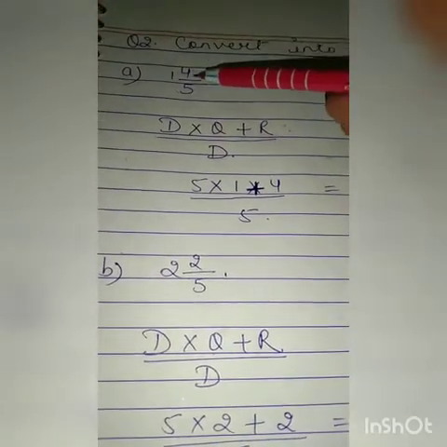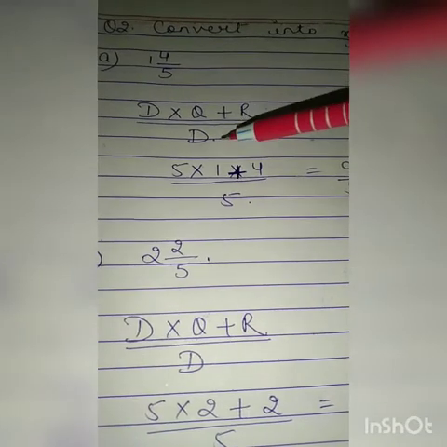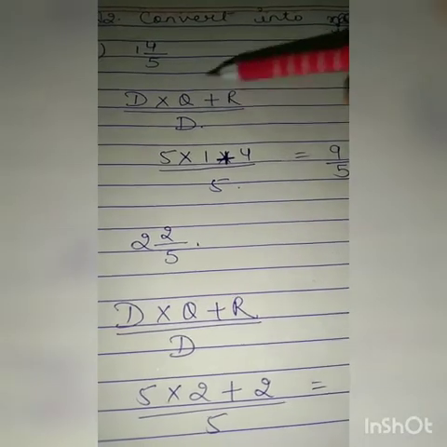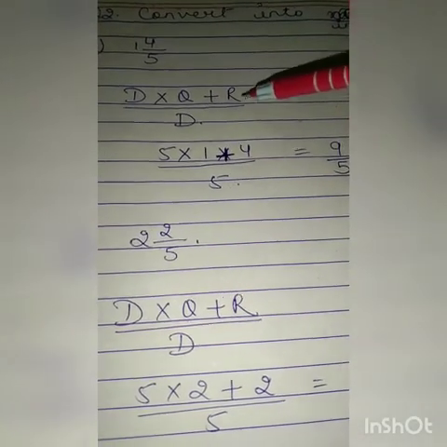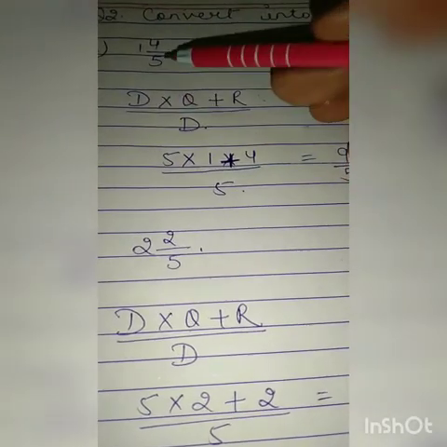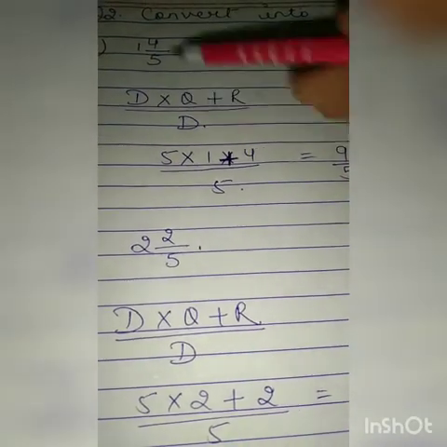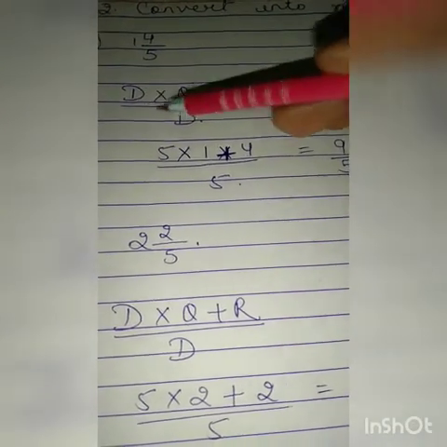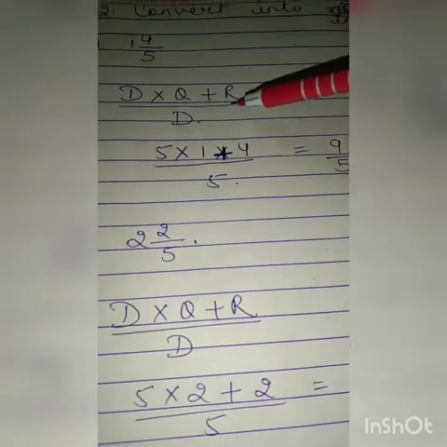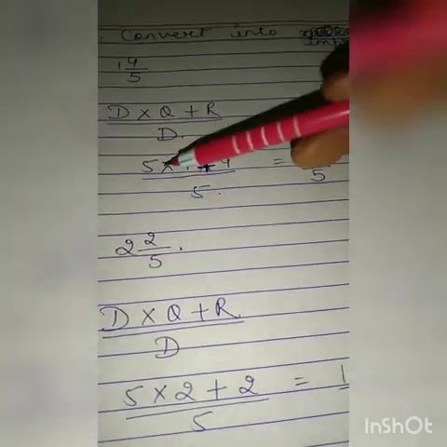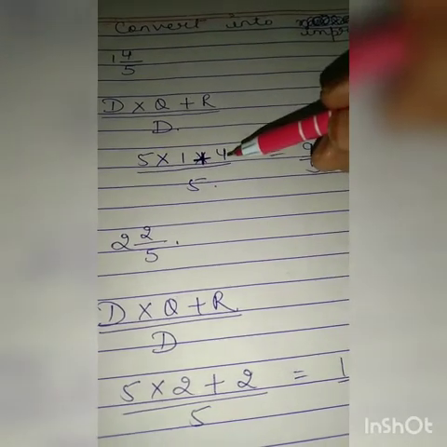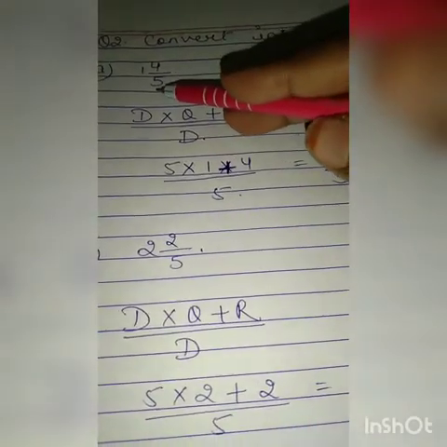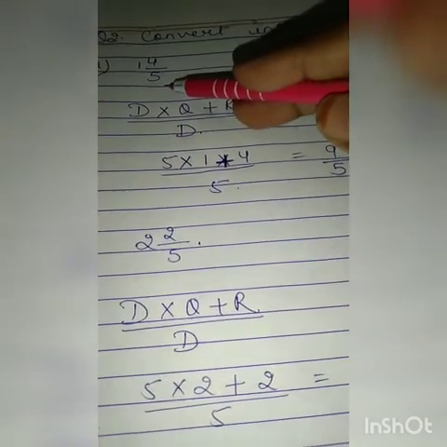First question is 1 whole 4 upon 5. According to the format which is given in your book, it is d divisor multiply by q quotient and plus r remainder upon d. So d is 5 here, q is 1 here, and r is 4 here. So 5 multiplied by 1 plus 4 upon 5. So 5 ones are 5 plus 4, 9 upon 5 is the improper fraction for this mixed fraction 1 whole 4 upon 5.